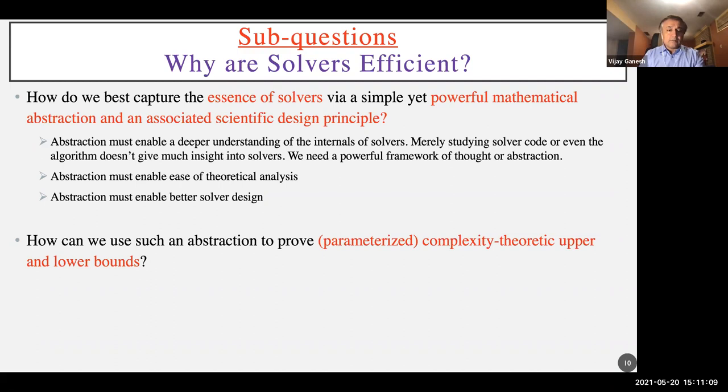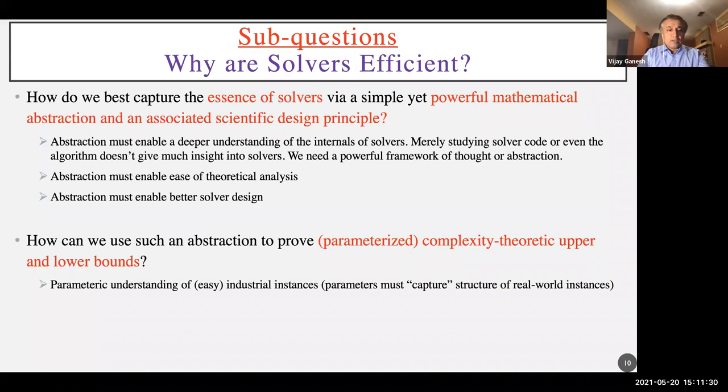have sets of parameters that allow us to prove parameterized complexity theoretic upper and lower bounds. So here I'm taking a view that a parameterized approach to understanding the complexity of these methods is a right way of bridging the gap between theory and practice. And the traditional way in which complexity theorists have approached their field is through worst case analysis, worst case complexity. And here I'm advocating that we need to go beyond worst case.